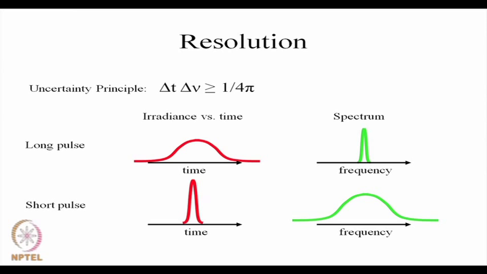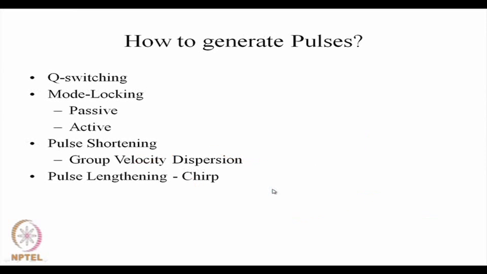So, for a faster process, you should have this choice rather than this one. This is a typical nanosecond laser flash photolysis setup, and say this is a picosecond pump-probe experiment. Okay. So, how to generate these pulses? There are many ways to generate these pulses.